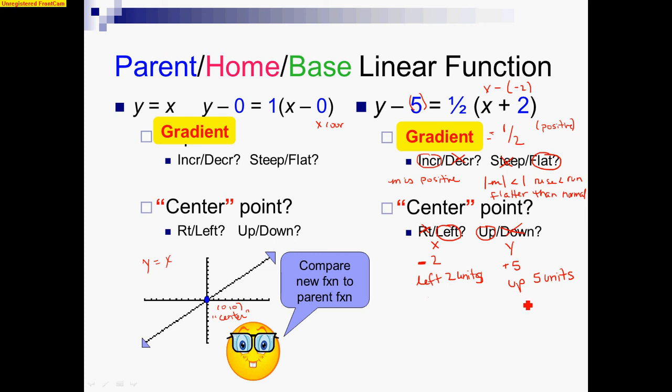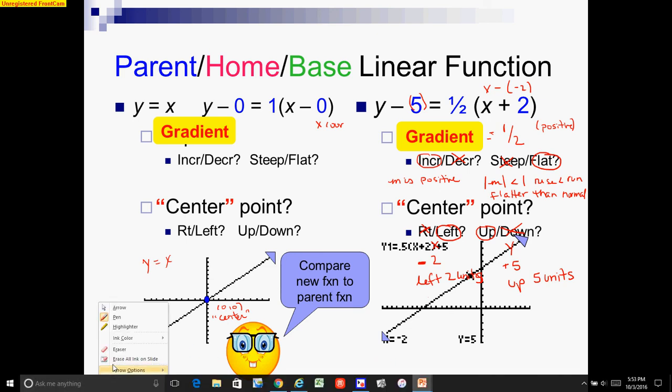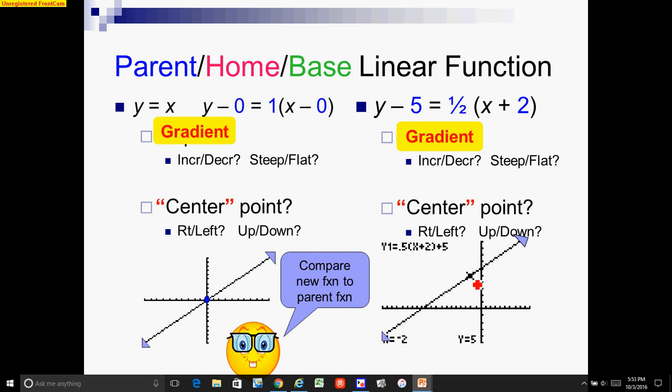So now I'm going to graph this. So I'm going to graph this again relative to normal. So let me erase some of this stuff so you can see my graph. So notice that I'm graphing the point -2, 5. That's the point. And my slope indeed is still, since my slope is positive, I still am increasing, but I am flatter than normal. There's the point 0, 0, right? This is 0, 0. Where did 0, 0 go? The x coordinate went left 2 and the y coordinate went up 5.